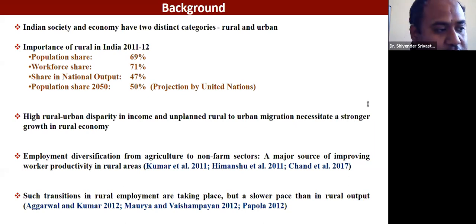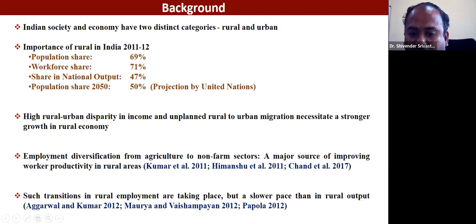So the recommendation is there: can we shift workers from agriculture towards the non-farm sectors, because the non-farm sector provides better income. So if we need to improve the income or worker productivity in rural areas, employment diversification is probably an important aspect. And that's why this is a very important area. And if any one of you wants to do any work, that will be an interesting one.